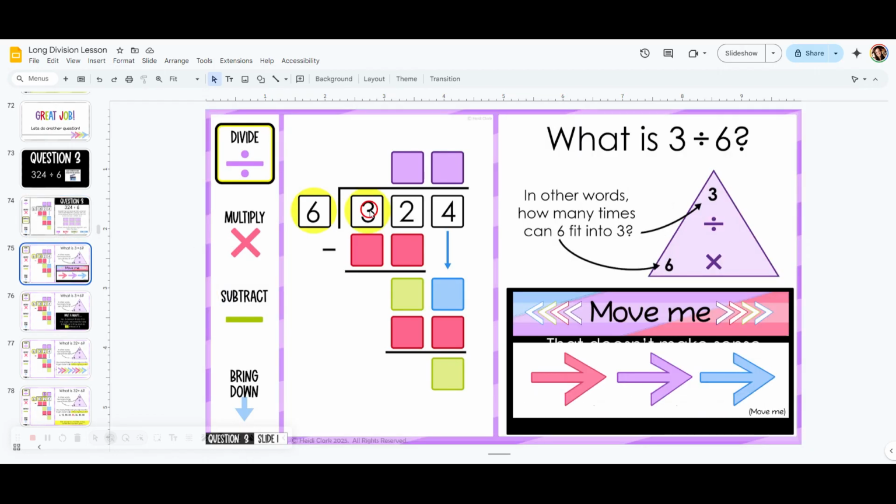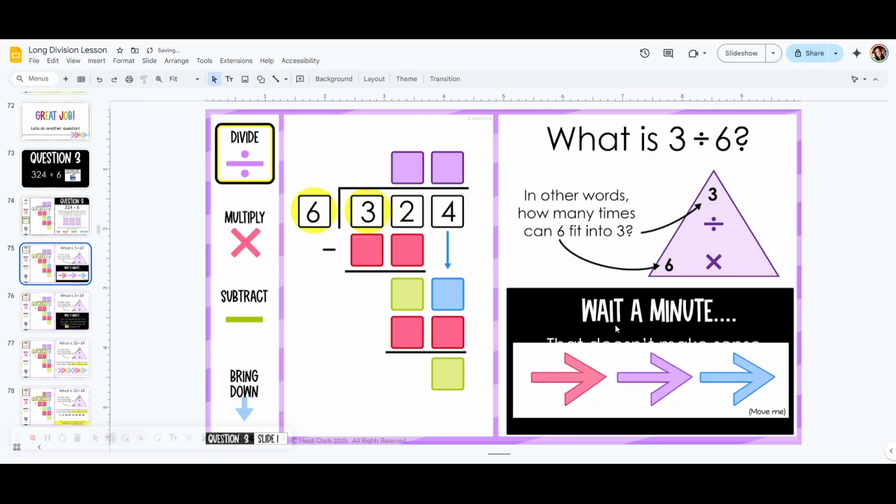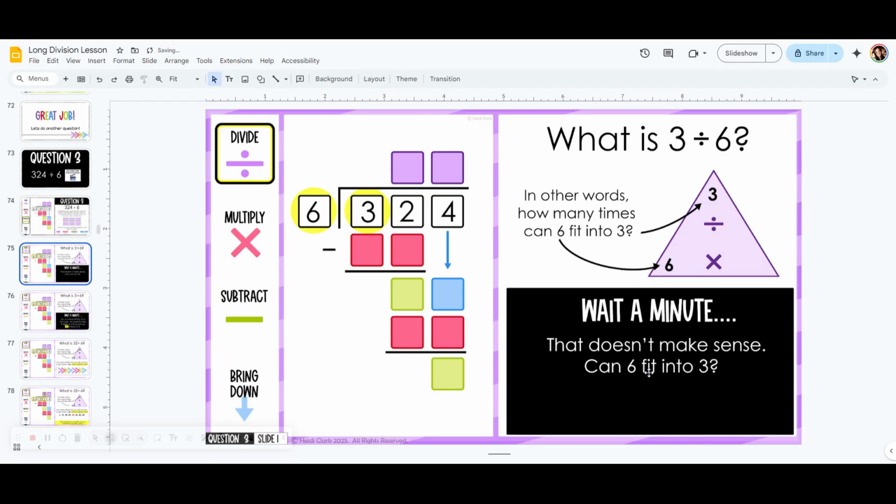Usually we would start with this first digit right here. And then we're always dividing by 6 because that's our divisor. So step 1 would be 3 divided by 6, or how many times can 6 fit into 3? Well, wait a minute. Does that make sense? Can you divide 6 into 3? Like if I have 3 candy bars, can I put them into 6 groups? Not really. So that doesn't make sense. 6 can't fit into 3. It's just not big enough.